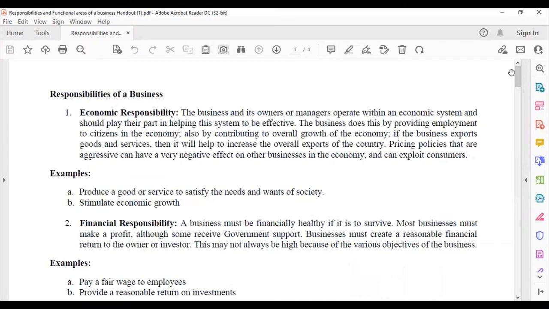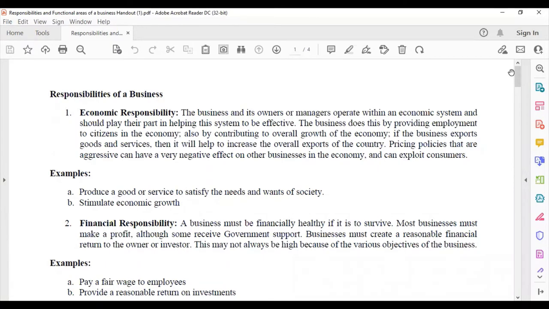So the first responsibility is what we will call the economic responsibility. Economic responsibility is where the business and its owners or managers operate within an economic system. And from the prior lesson, you would know that an economic system is that system that allocates scarce resources by deciding what to produce, how to produce, and for whom to produce it. All right? And these economic systems should play their part in helping the system to be effective.